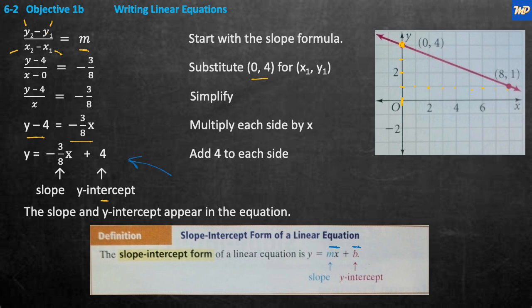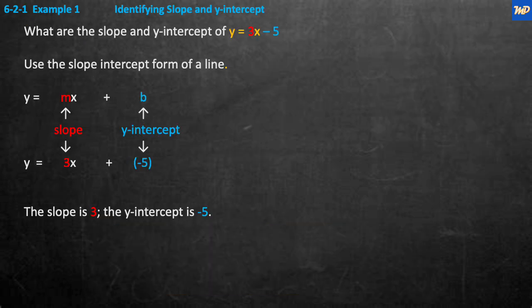Okay, example 1, identifying slope and y-intercept. So here's a quick little exercise. What are the slope and y-intercept of the equation y equals 3x minus 5? So we're going to start off by using the slope-intercept form of a line, which is what? Y equals mx plus b. M is the slope, b is the y-intercept. So now you just have to substitute. So we're going to substitute the 3, which is right here from the 3x right there. You see it? That's the slope.